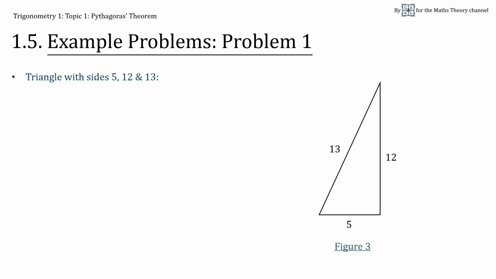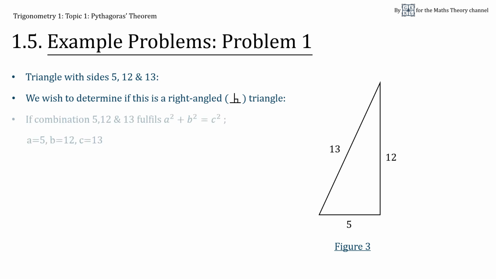We have here a triangle with sides 5, 12, and 13. We wish to determine if this is a right-angled triangle. If the combination of 5, 12, and 13 fulfills the condition a squared plus b squared equals c squared, whereby a equals 5 and b equals 12 and c equals 13, then we know that the triangle formed by the sides measuring 5, 12, and 13 units must be right-angled.